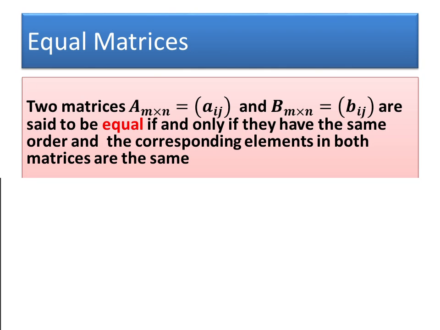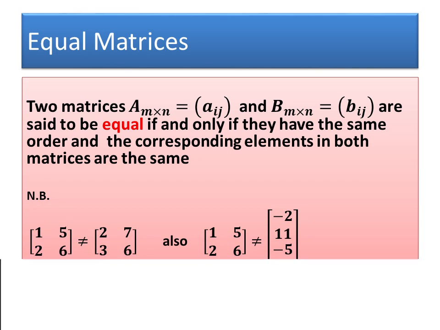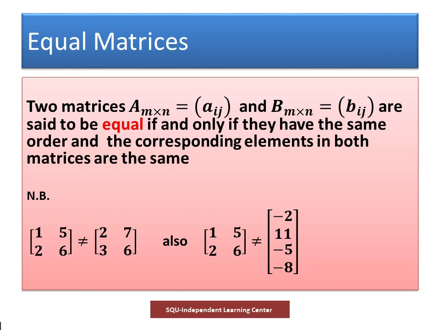Here we have two examples for matrices which are not equal. In the first example, we have 2 by 2 matrices. Yes, they have the same order, but the corresponding elements are not equal. And in the second example, we have a 2 by 2 matrix and a 4 by 1 matrix. Of course, we can see that the orders of the two matrices are not the same. That's why they are not equal.